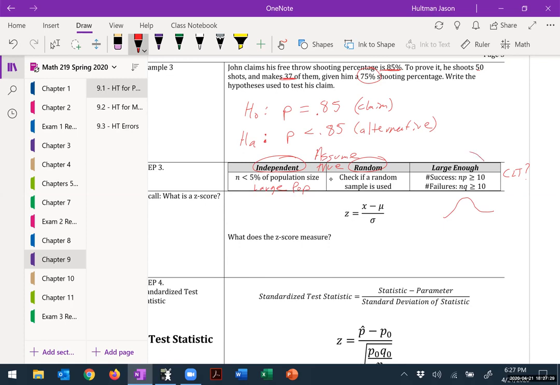And is it large enough? This is, again, what we had to do on our proportions, our confidence intervals. We had to say, is this large enough? Is the number of successes greater than 10? And is the number of failures greater than 10? What I'm looking for is greater than or equal to 10 in my sample. Is my sample large enough to approximate a normal curve?